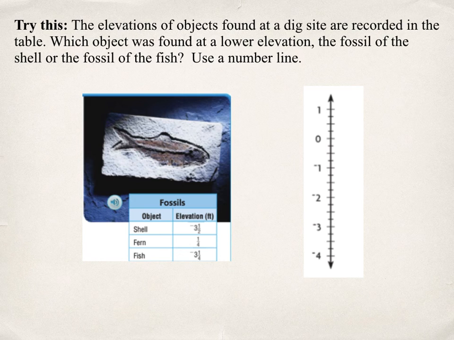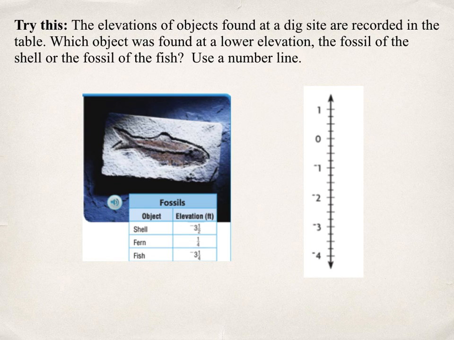Okay, let's try this. The elevations of objects found at a dig site are recorded in the table. Which object was found at a lower elevation? Is it the fossil of the shell or the fossil of the fish? Let's take a look at the fossils.